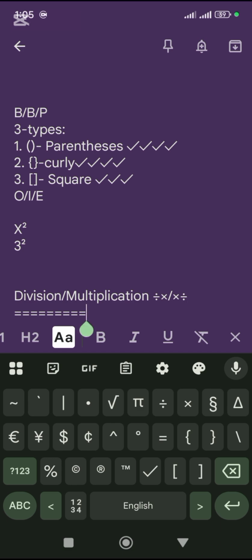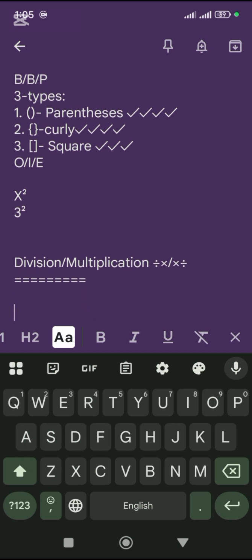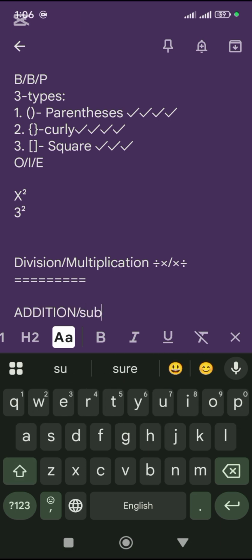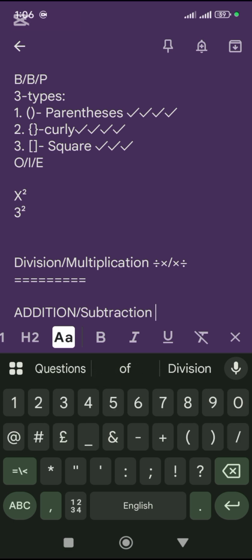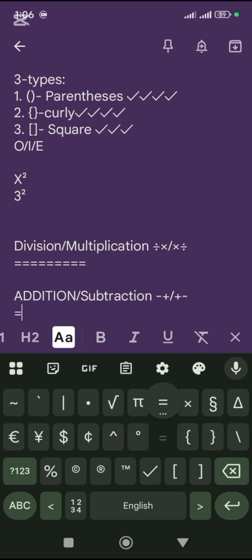Okay? And so if you also have addition and subtraction, and they follow in sequence, you are also going to solve from left to right, and that's how you solve questions like that. We are going to be seeing examples, so don't worry, it will further explain what we are saying.